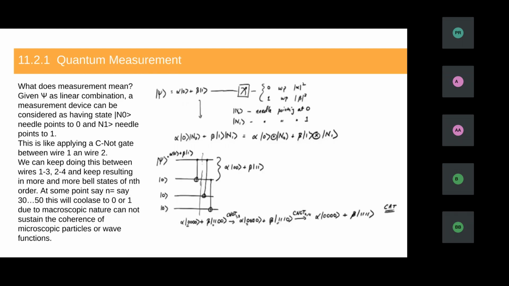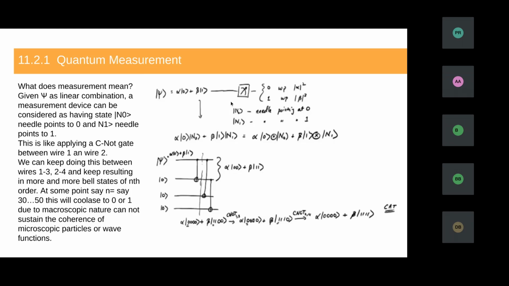But let's look at it in a way which is easier to understand. Let's say we have the state alpha ket 0 plus beta ket 1, and if you do a measurement on this, you get a 0 with probability alpha squared and a 1 with probability beta squared. That's the usual measurement on a qubit if you do a measurement with a device. And let us call this device as device.